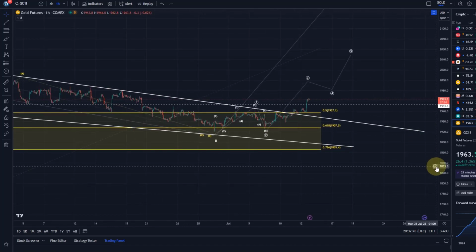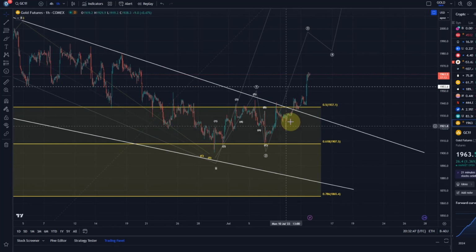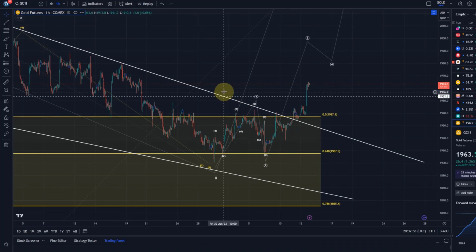I'm not happy with how this looks, because this is not really impulsive either. So therefore I'm a bit skeptical, right? There is a lot of overlapping price action. But let's keep options open. I mean, this could all turn into a larger diagonal, to be honest.